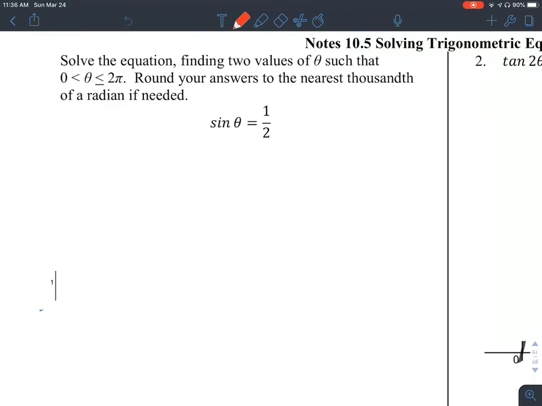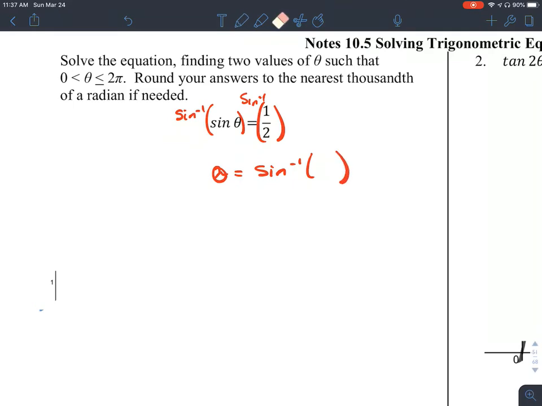Solve the equation, finding two values of theta such that theta is between 0 and 2 pi, including 2 pi, not including 0. Round your answer to the nearest thousandth of a radian if needed, but we're probably not going to need to do that. We know that if we want to get theta by itself in the equation, sine of theta is 1/2, we are going to apply sine inverse to both sides of the equation. That is the inverse of sine, that's why it's called sine inverse. It gives us theta by itself on the left, and on the right, we have sine inverse of 1/2.